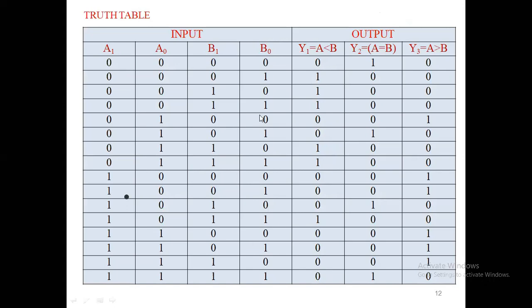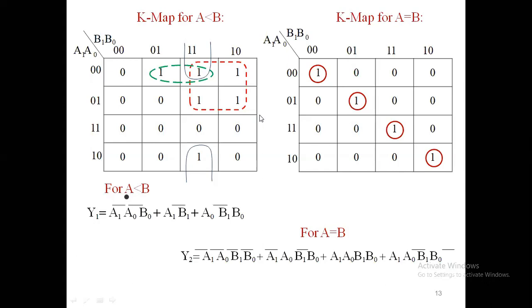First we have to find out whether there is an octet, quad, or pair possibility. If there is no possibility and a single term is there, we write that term only. See here, there is a quad possibility and here a paired possibility. Here is a single one, then an adjacent one here, so here also a paired possibility. After mapping, the value for y1 is equal to A1 bar, A0 bar, and B0. You have to write the terms A0, A1, and B0, B1 also.